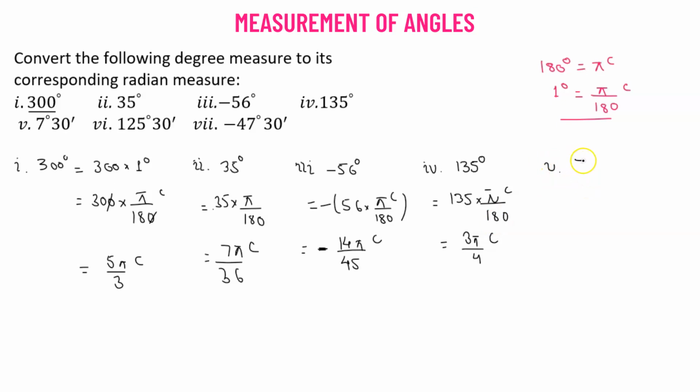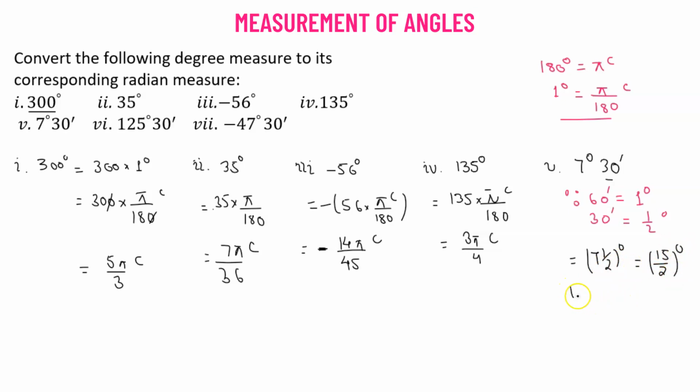So in the fifth one here we have 7 degrees and 30 minutes. So we'll need to convert the 30 minutes to degrees. Okay, let's do that. We know that 60 minutes is equivalent to 1 degree. So 30 minutes will be equivalent to half a degree. So we have 7 degrees and 30 minutes, so this will be 7 and a half degrees. In place of 30 minutes, we have replaced it with half a degree. Now what's 7 and a half degrees? That's nothing but 15 over 2 degrees.